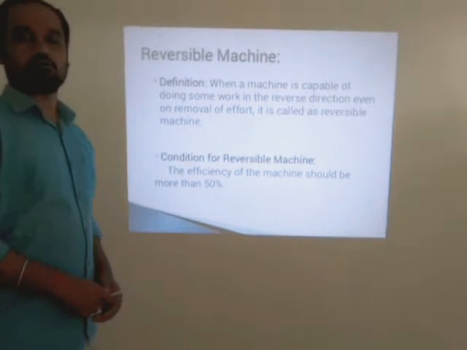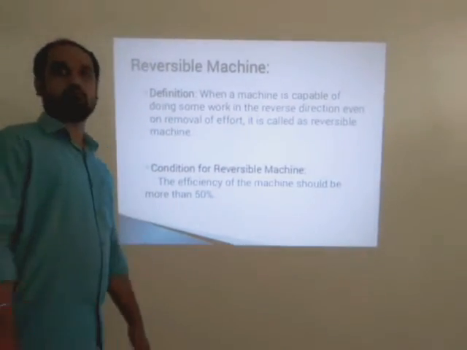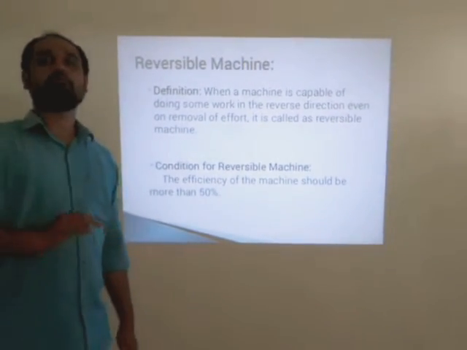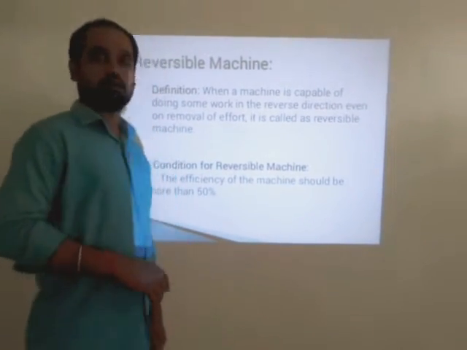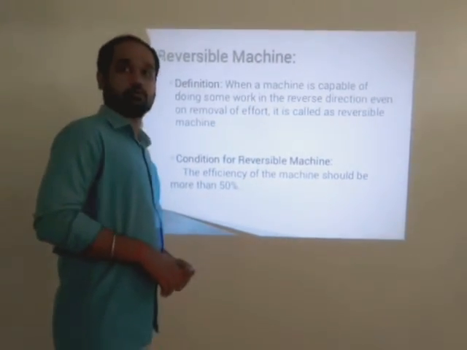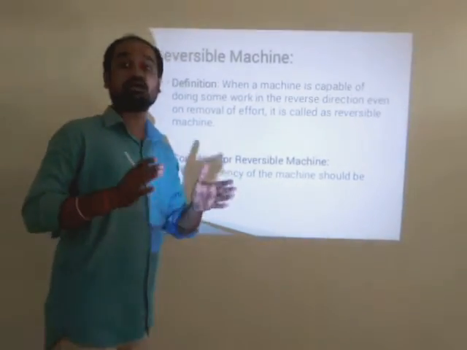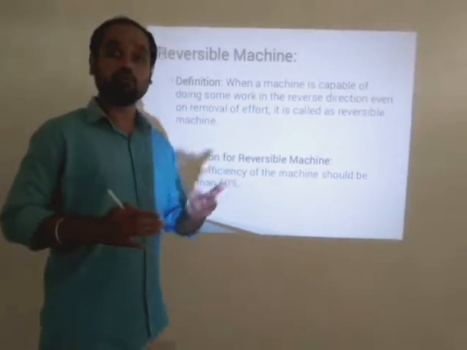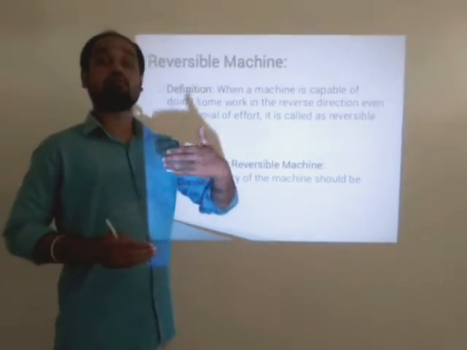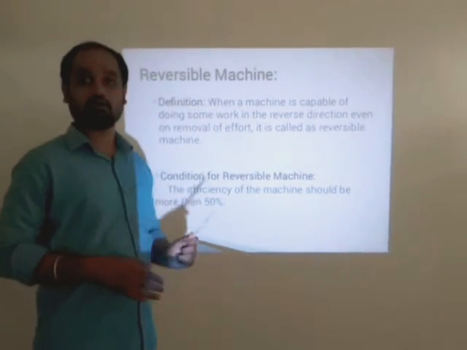Okay, good afternoon. In the previous lecture, we studied the ideal machine, efficiency, and maximum efficiency. Now we will discuss the reversible machine. Reversible machine means what? A machine having the capability to do work even in the reverse direction after removal of effort is called a reversible machine.